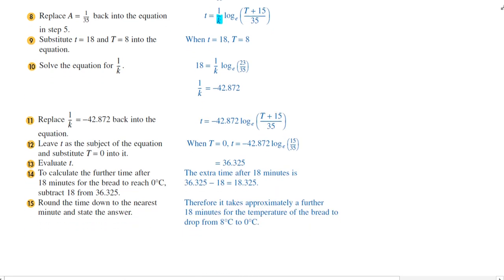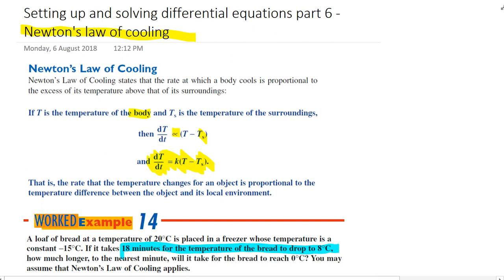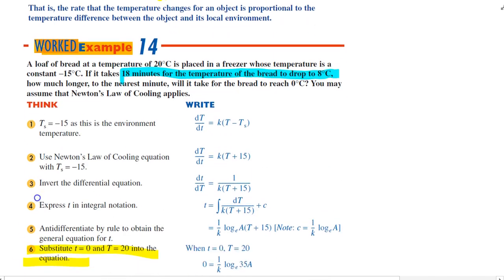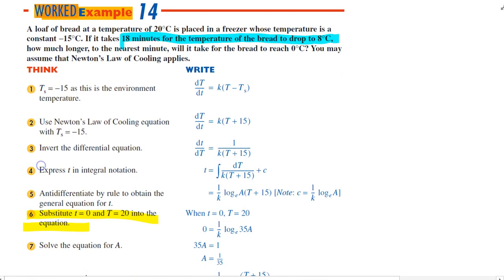Okay, so that is Newton's law of cooling. It definitely comes up quite a bit. That's how it's done.